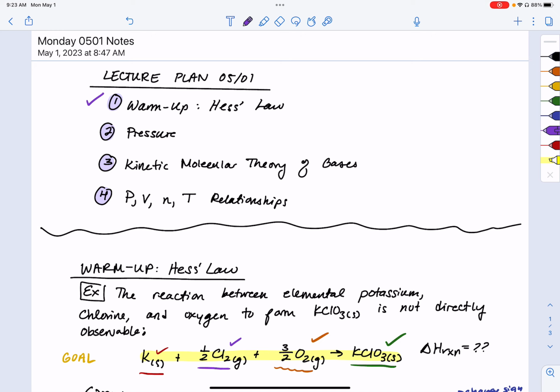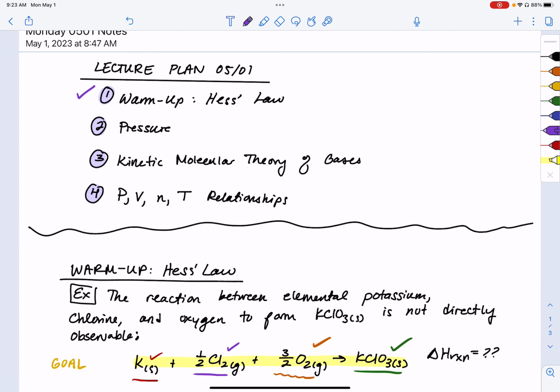So for now, if we're going to start talking about phase changes, let's start talking about properties of the different phases, which we know are solid, liquid, and gas, and we're going to start up with looking at gases. So let's begin our conversation of gases by talking about pressure.